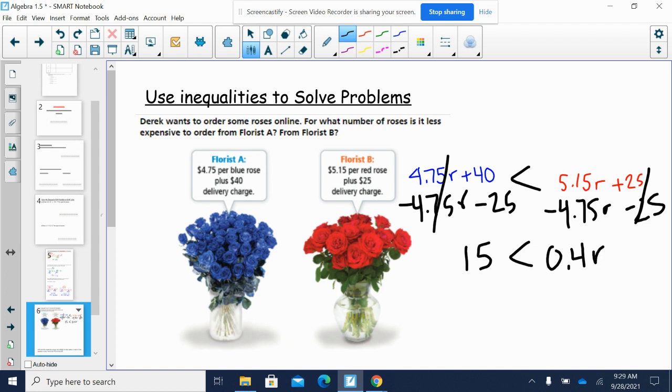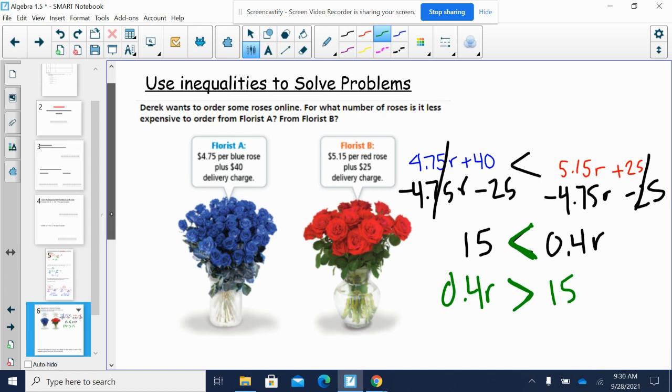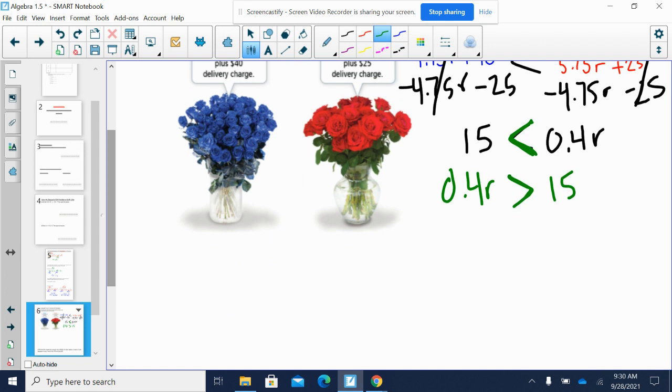And 5.15R minus 4.75R is 0.4R. Okay? We can actually rewrite this with the R on the left. If I wanted 0.4R on the left, I have to make sure that the symbol is opened up towards the 0.4R. So I'm going to actually have to flip it, because if I flip the side of 0.4R, I have to flip the symbol. And I'll put 15 here. And that's because we like variables on the left, not the right. It's easier to comprehend.